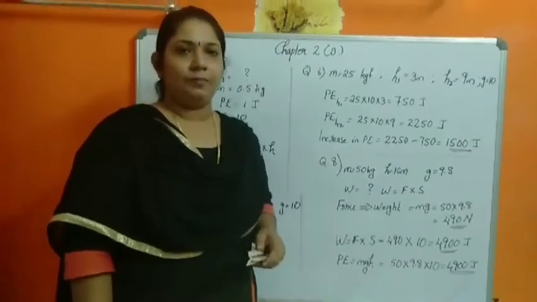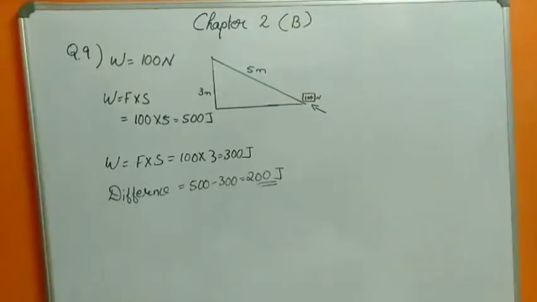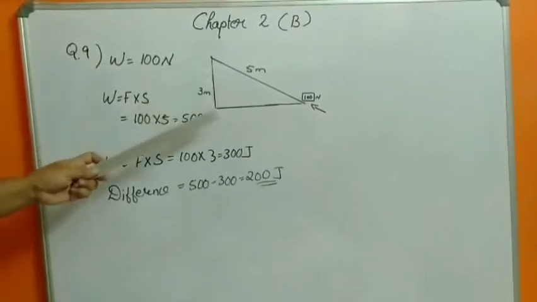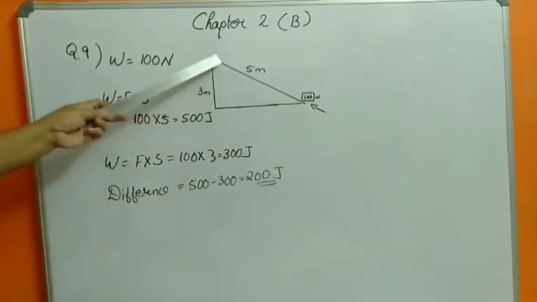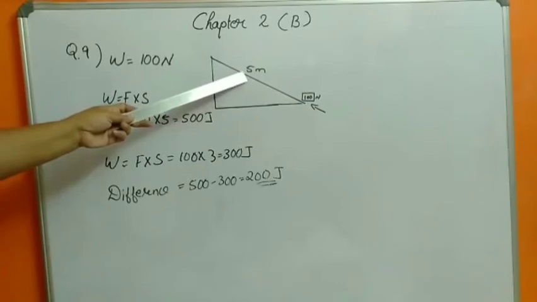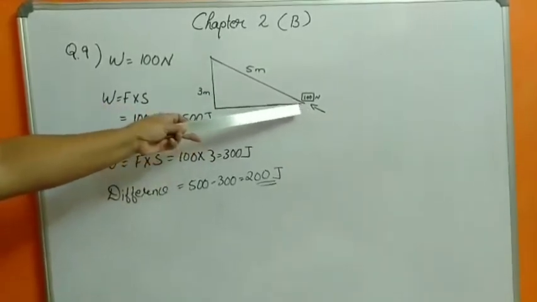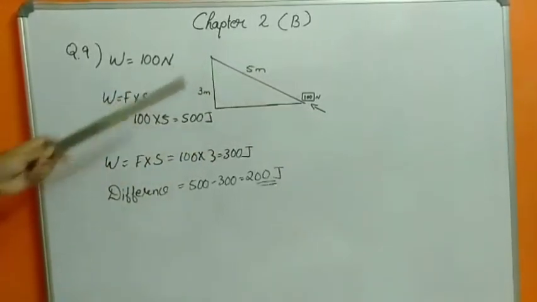Hi everyone, we are continuing with the problems of chapter 2b, question number 9. Here you can see the diagram. In the diagram, it is a triangle and a weight of 100 Newton is going to be pushed through a slanting height 5 meter, and from its original position it is displaced to a height 3 meter.